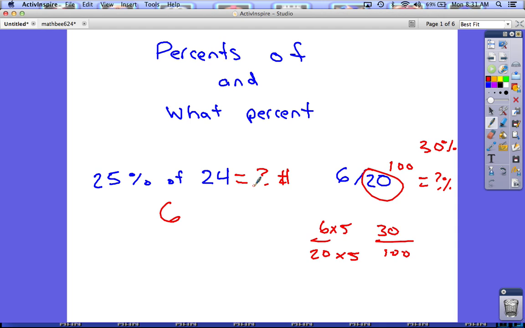The one key for what we're going to be doing today is you have to be able to recognize what's the whole. What's 100% equal to? In this problem, 100% was equal to 24. In this problem, 100% was equal to 20, and that's always going to be your starting point. Again, these mentally, you should be able to do these without doing a lot of work.